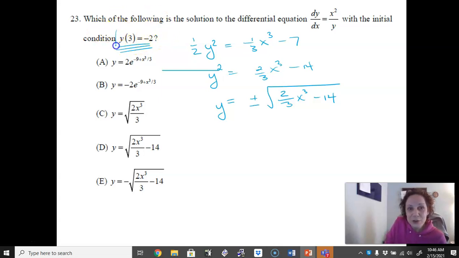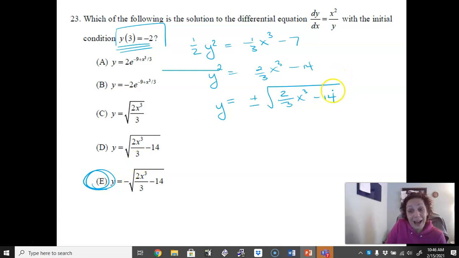So the initial value, this function that goes with this derivative, has 2 branches, right? It's about a positive one and a negative one. Well, if I put in a 3 and get out a -2, then I need to be on the negative branch. So the answer I need to choose here, based on the initial value that they gave me, is E.